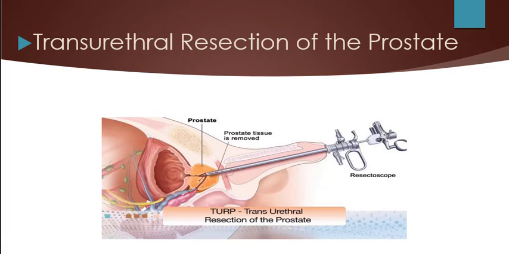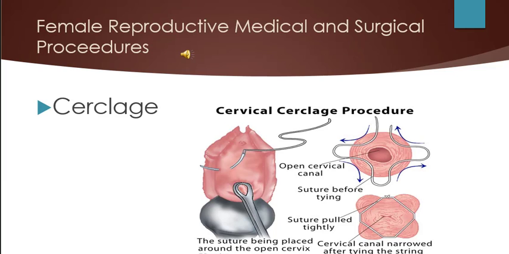Transurethral resection of the prostate is a surgical procedure to relieve an obstruction caused by a benign prostatic hyperplasia. This is done by an insertion of a resectoscope into the penis and through the urethra to chip away at any prostatic tissue that may be causing problems.